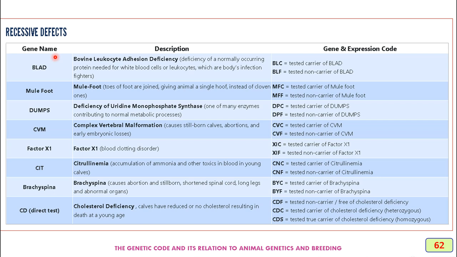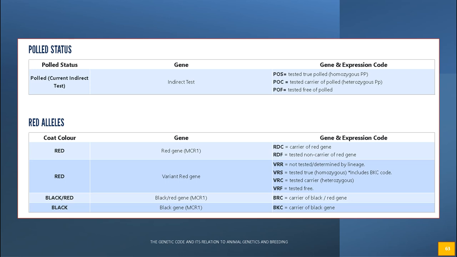Of course, the dominant genes are not so problematic, whereas the recessive defects are going to cause a lot of genetically oriented diseases. In the next slide we can see the horned status of the animal. It's also called the indirect test, and the gene responsible is also tested through the horn. Gene and expression codes are written in the table on the right side.